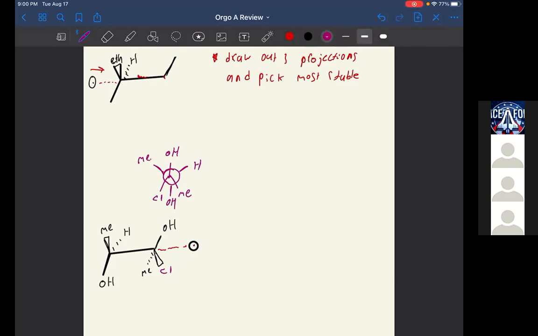Does that make sense? How it kind of flips if you go from the right to left instead of left to right? Yeah, that makes sense. Okay.